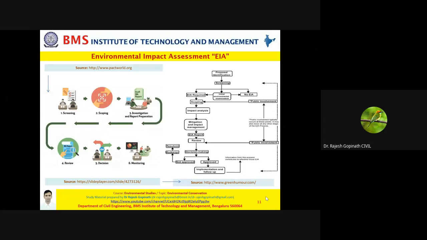Depending on the type of the industry, the EIA process can be rapid or comprehensive. Some of these processes can be completed in 6 months. Some of them will take 3 years, depending on the type of industry.